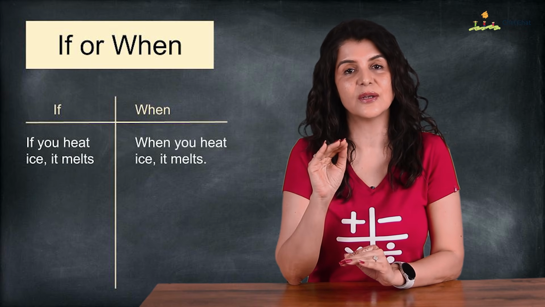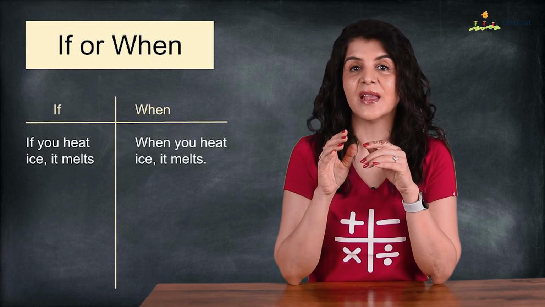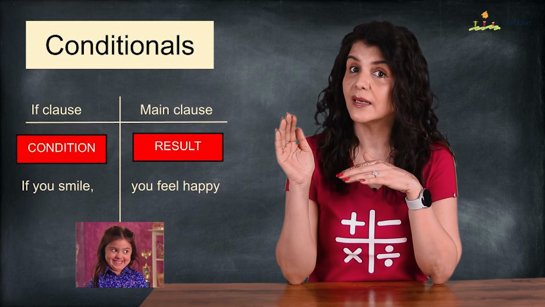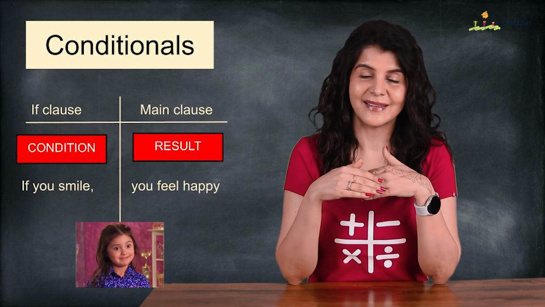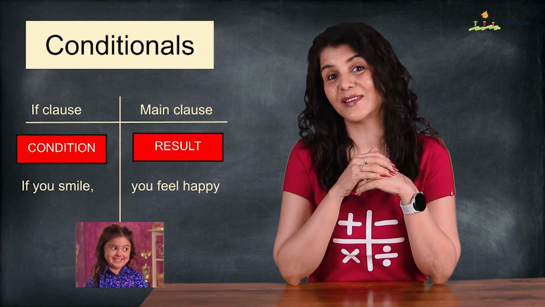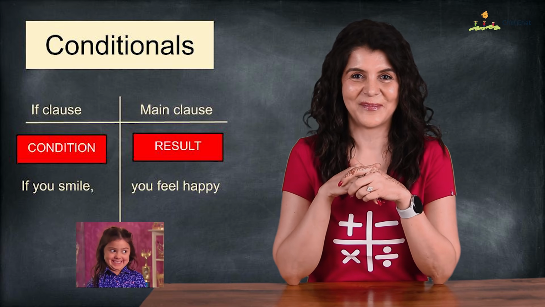Conditional sentences have two clauses. Very simply, we can call them the if clause and the main clause. Now, the if clause is the condition and the main clause is the result. Example, if you smile, you feel happy. Or if you watch this full video, you will understand conditionals perfectly.